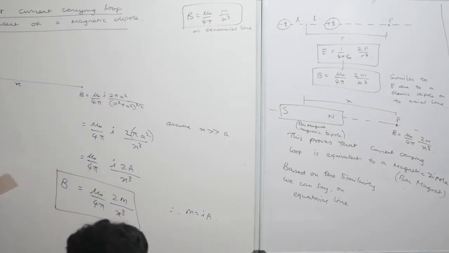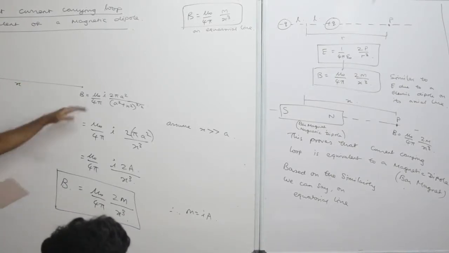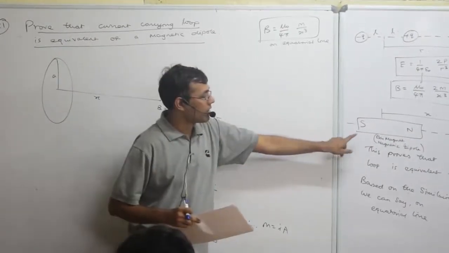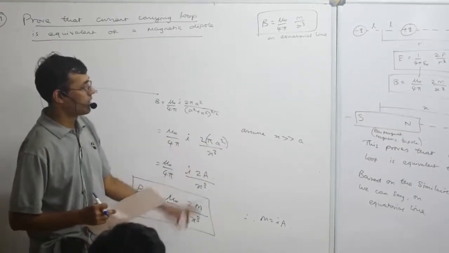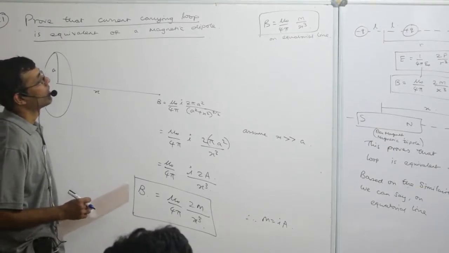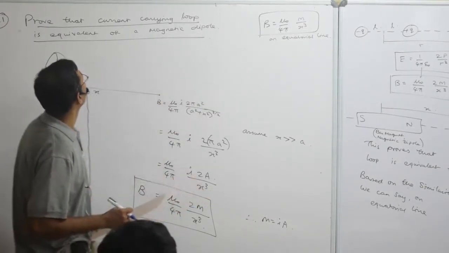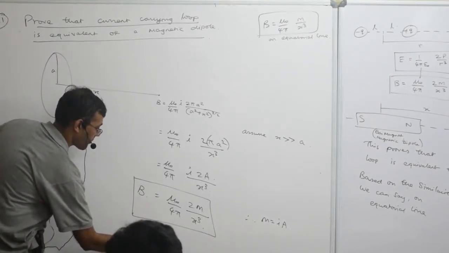So the question said somehow show that it is equivalent to a magnetic dipole. So we started from this. We simplified it in such a way that it is coming to a bar magnet's magnetic field. So we are saying this is equal to this, which means it acts like a bar magnet. And this is for axial line, this is for equatorial line. So maybe here write it down for axial line.